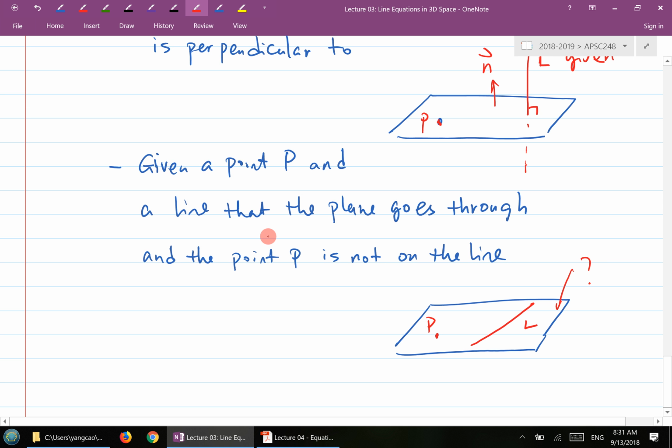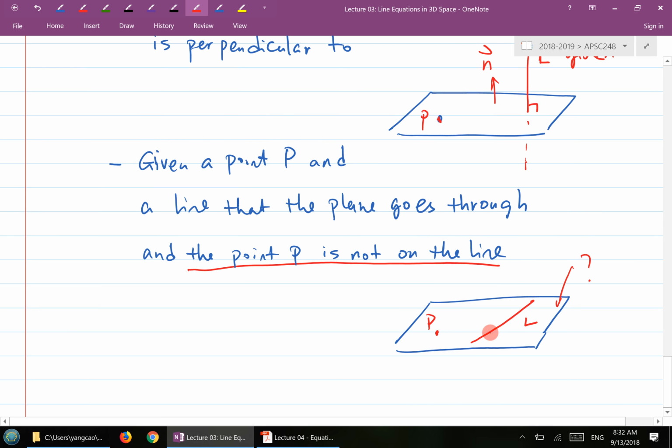Yes? The point would be the intersection of the plane and the line. But I said the point is not on the line, because the line is in the plane. In the plane basically means every point on the line is also a point on this plane. Can you visualize that? So that's the type of question for this part. Because geometrically, when you have a line and a point P, that uniquely determines a plane that goes through both.